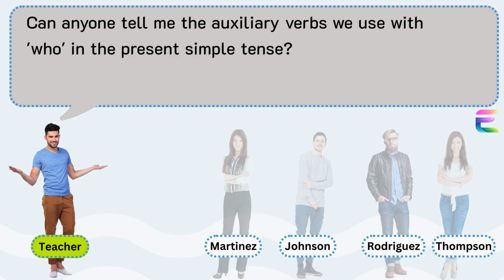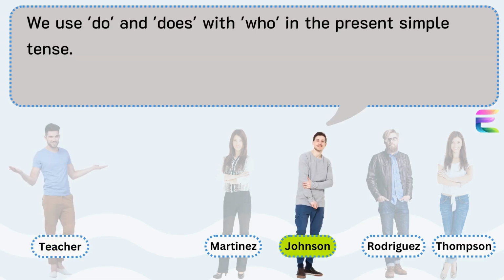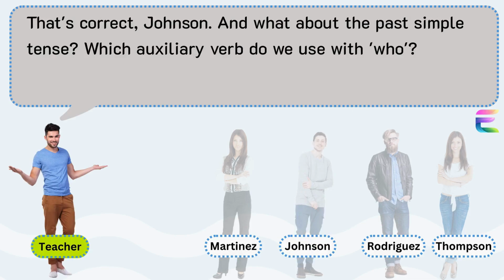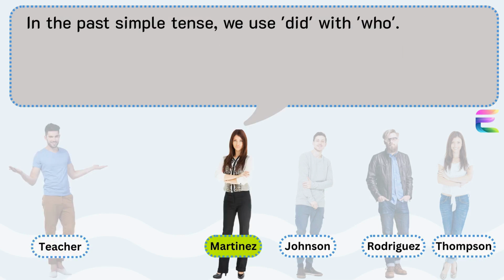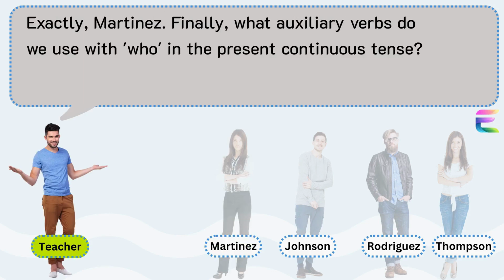Can anyone tell me the auxiliary verbs we use with who in the present simple tense? We use do and does with who in the present simple tense. That's correct, Johnson. And what about the past simple tense? Which auxiliary verb do we use with who? In the past simple tense, we use did with who. Exactly, Martinez. Finally, what auxiliary verbs do we use with who in the present continuous tense?